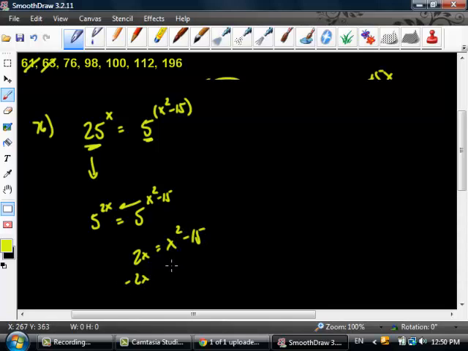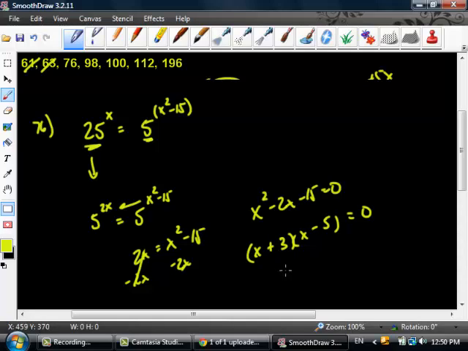So I'm going to subtract 2x from both sides. So what I get is x squared minus 2x minus 15 equals 0. Let's go ahead and factor this. Not x equals, x and x. Looks like it's going to be 3 and 5, negative, positive, so x equals negative 3 or 5.